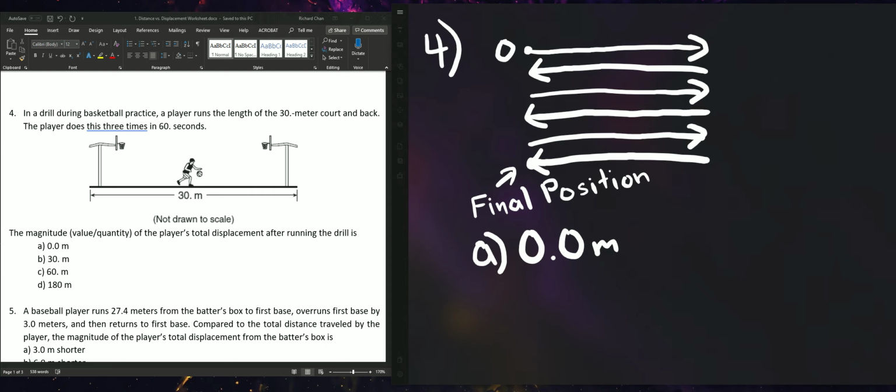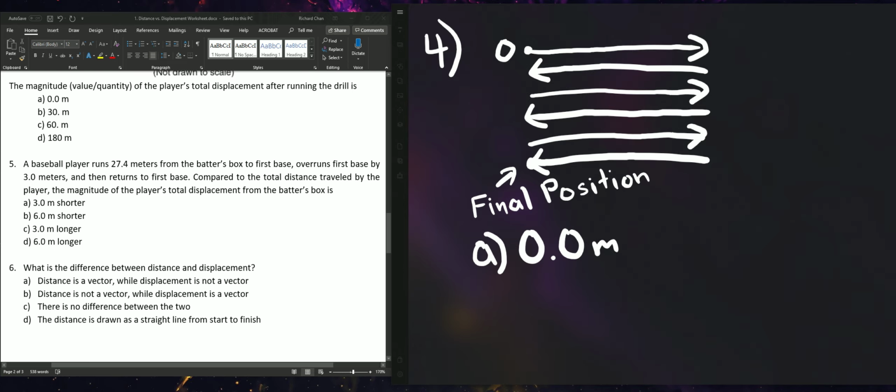And that's my answer. If I were to ask you, well, what is my total distance traveled? Well, it'll be 30 plus 30, because again, 60 meters, because he goes to the court and back. Another 60, and another 60. So that's 180. So my total distance that I traveled would be 180. But my displacement would be 0.